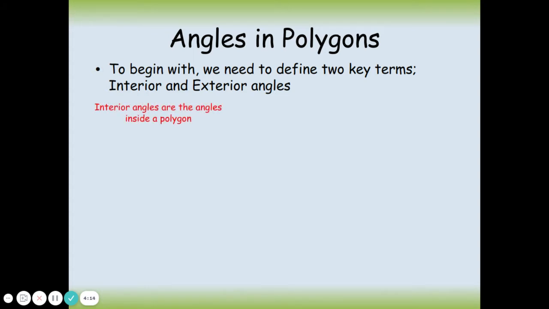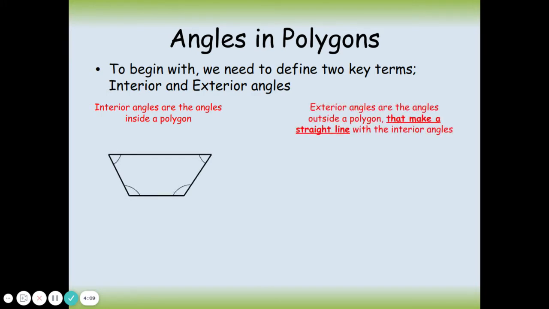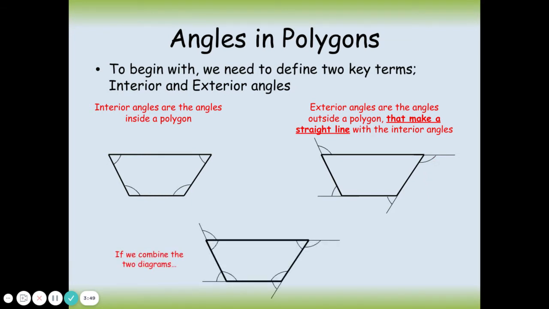The interior angles are the angles that are inside a polygon, and the exterior angles are the angles outside a polygon. These make a straight line with the interior angle, so you will know that they add up to 180 between them. If we combine the two diagrams, you can see that they're on a straight line, so a pair of interior and exterior angles adds up to 180 degrees.